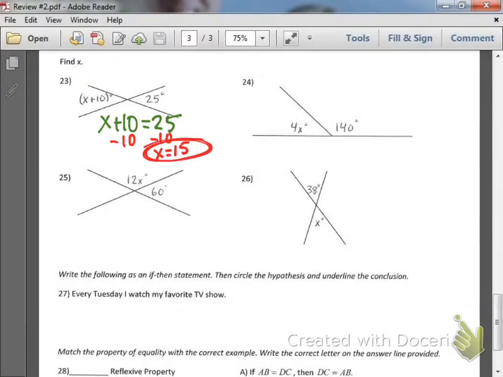Now, there's one other pair of vertical angles in this section. Which number is it? 26. Good. 26 you would do the same way. Set them equal, and then x is actually already by itself, so it's solved, so you're good. So notice how those two are alike. They're both vertical angles. We set them equal. We found the value for x.